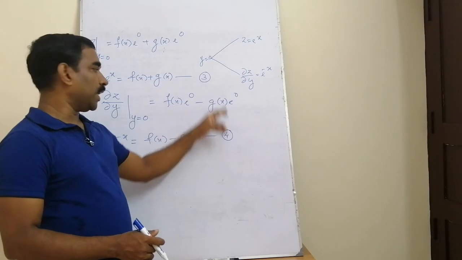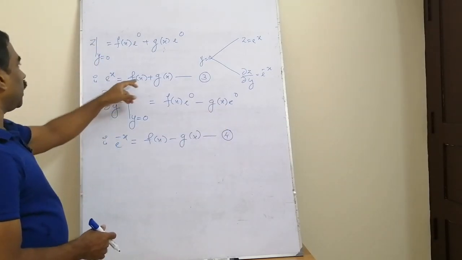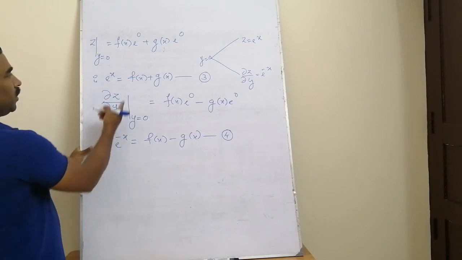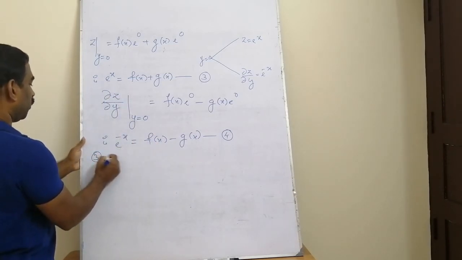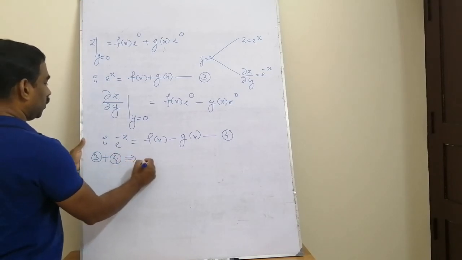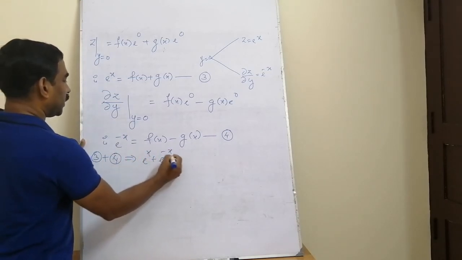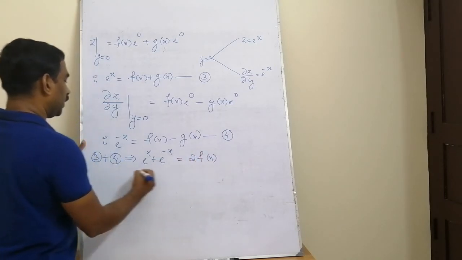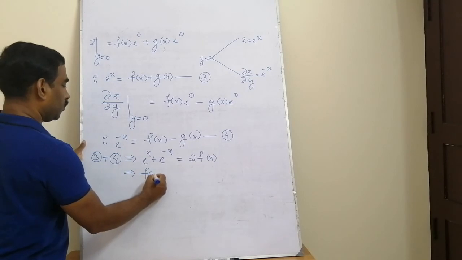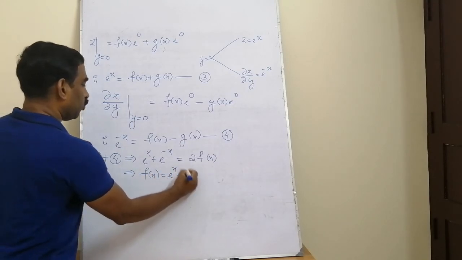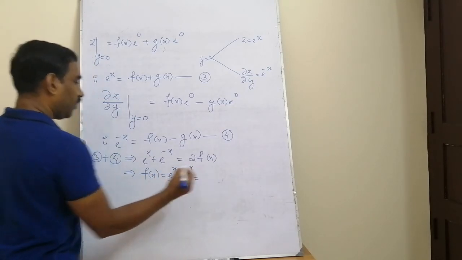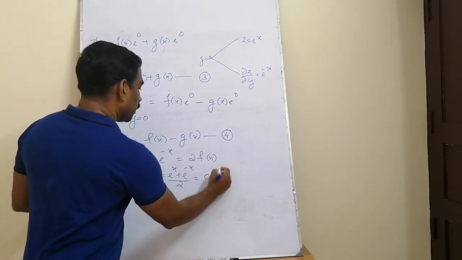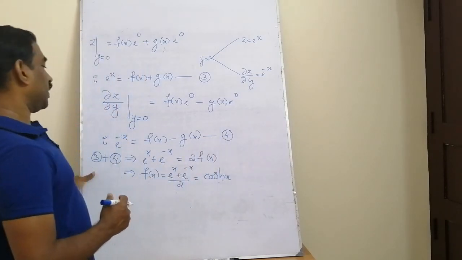Now from equations 3 and 4, we can find the arbitrary functions f and g. What is the elimination process? If you add equation 3 plus equation 4, it implies e raised to x plus e raised to minus x is equal to 2 f x, or f x equal to e raised to x plus e raised to minus x by 2. And what is this function? This is the hyperbolic cosine function. So this is cosh x. So that is the first arbitrary function.